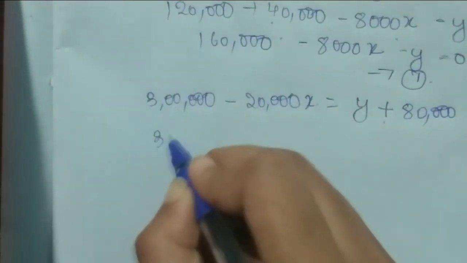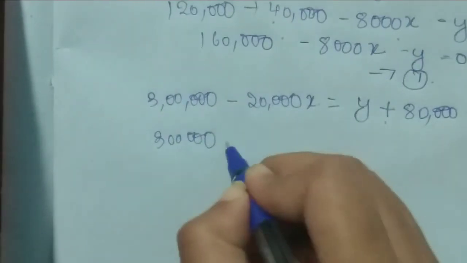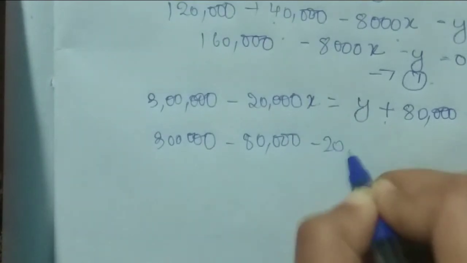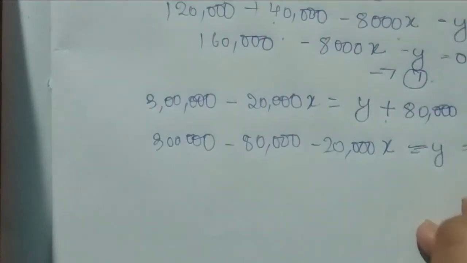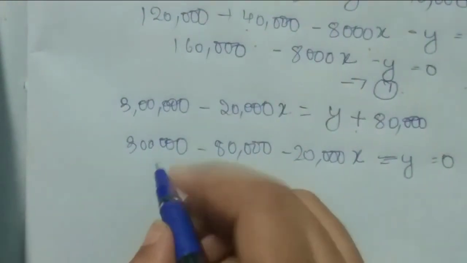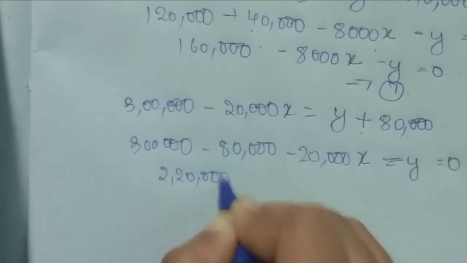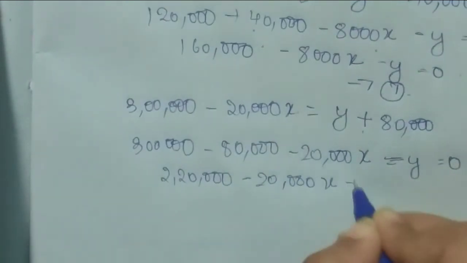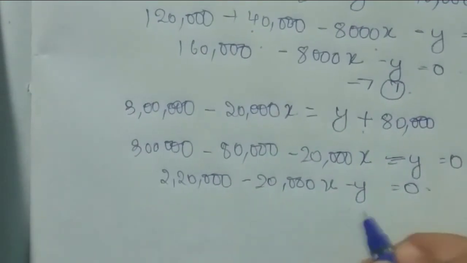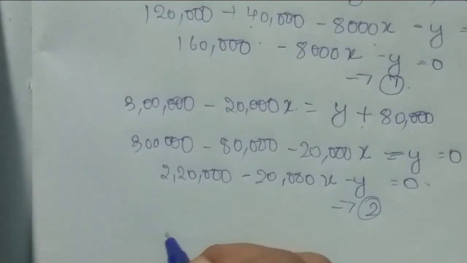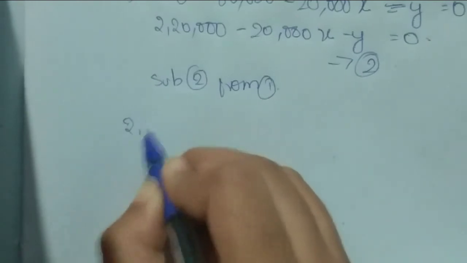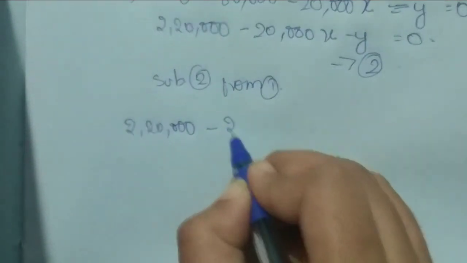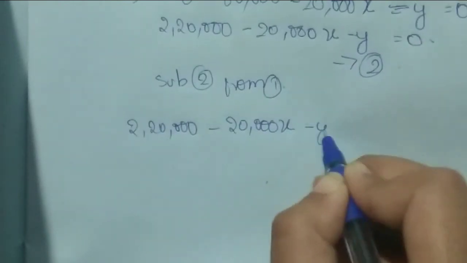Okay, now 3 lakhs, this will come here, minus 80,000, minus 20,000x, minus y is equal to 0. So 2,20,000 minus 20,000x minus y is equal to 0. This will be our second equation. Now subtract equation 1 from 2. 2,20,000 minus 20,000x minus y is equal to 0.